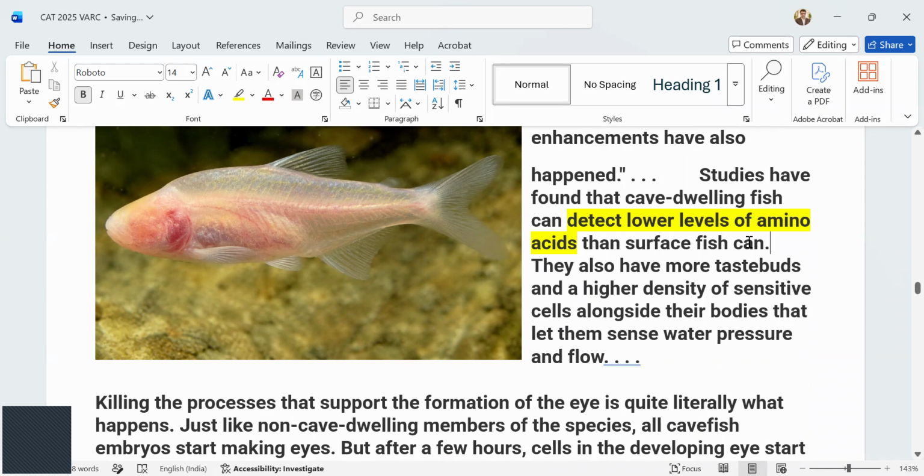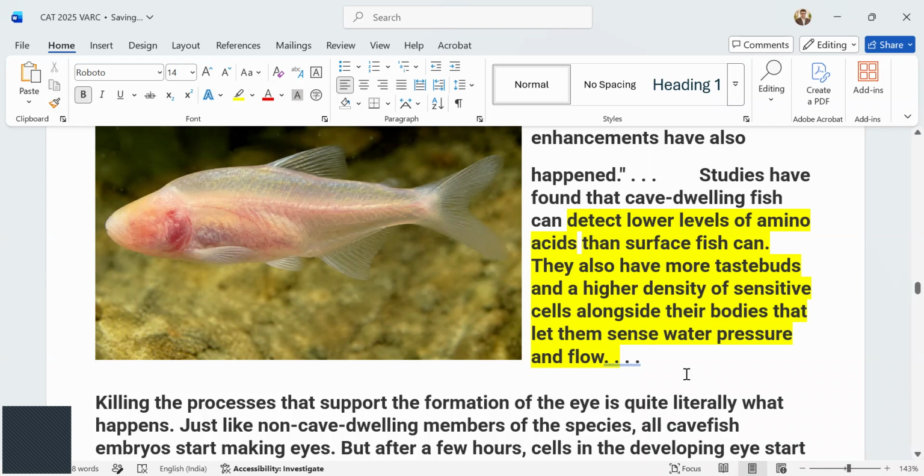तो जो मछली सरफेस पे तैरेगी उससे इनकी एबिलिटी ज्यादा है ये अमीनो एसिड्स डिटेक्ट करने की. "They also have more taste buds and higher density of sensitive cells alongside their body that let them sense water pressure and flow." तो ये सारी enhancements हैं. टेस्ट बड्स ज़्यादा स्ट्रॉन्ग हैं इनकी सरफेस फिश से, राइट? And they can also sense water pressure and flow using the cells which are alongside their body.